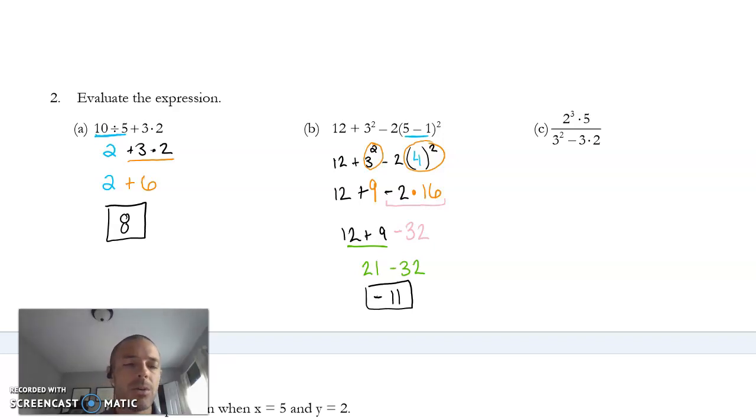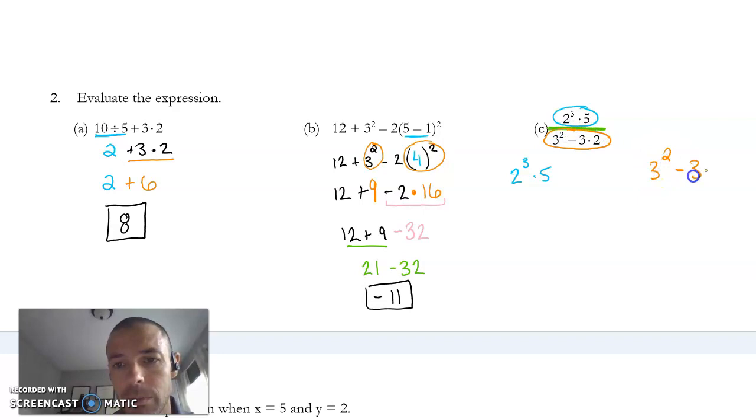And then part C, I'm going to go ahead and make sure I just walk through some of this with you, but remember we talked about earlier, this fraction bar here is a grouping symbol. So when we see this, that's a grouping symbol. It's telling me that I technically have 2 different things that I have to do here. I have to simplify this expression, 2 to the third power times 5. And separately, I have to simplify this expression, 3 to the second power minus 3 times 2. I'm going to do that completely separately.